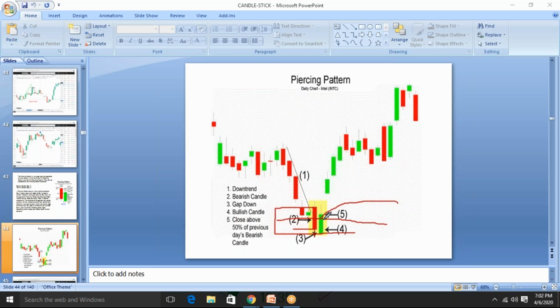And yes, the confirmation candle should be a bullish candle. Always confirmation is important. Without confirmation, we will never trade. Okay, sir. Okay, thank you. Understood. Yeah, confirmation candle is always important.